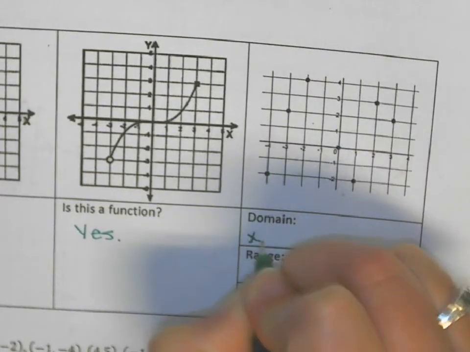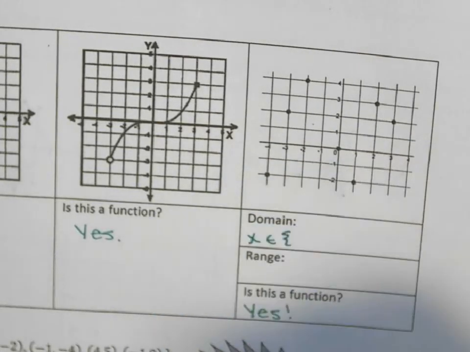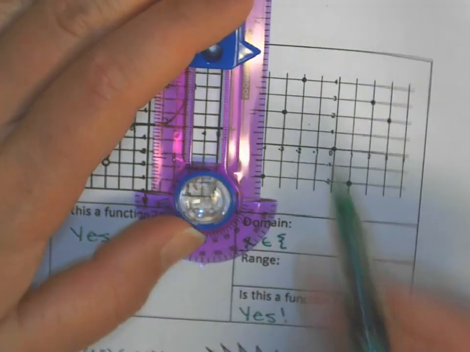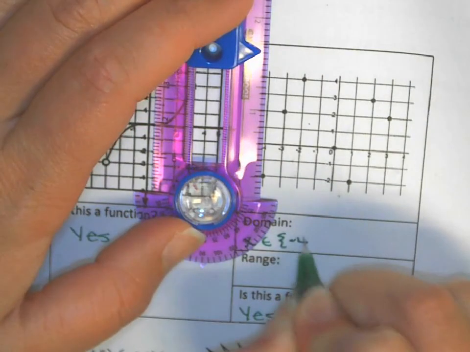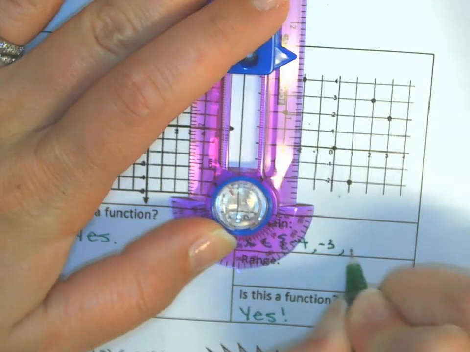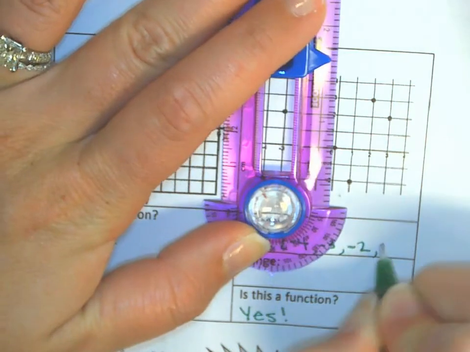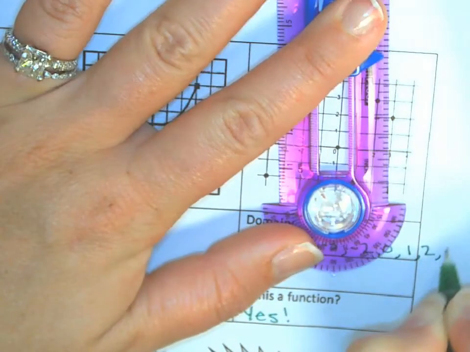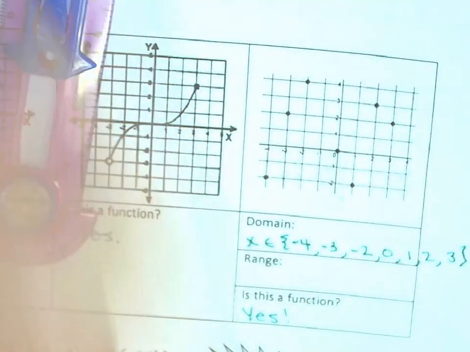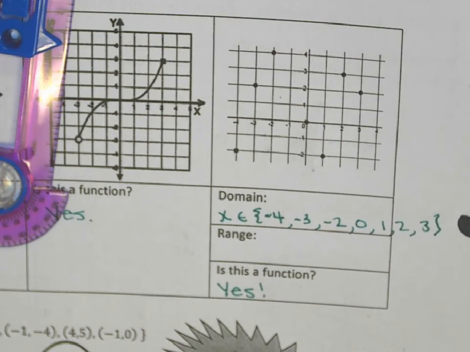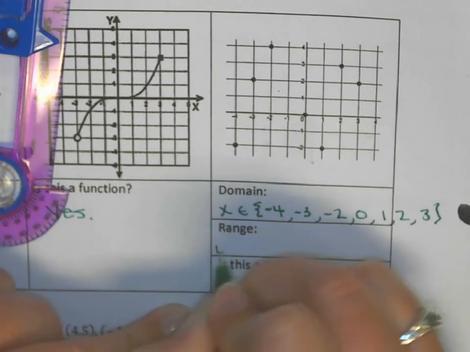Okay. And for your domain, let's figure out all your x values. So what I like to do is I kind of put a straight edge here and say, okay, my first one's -4. The next point's at -3. The next one's -2, 0, 1, 2, 3. So sometimes having that straight edge kind of helps guide you to what x values you have there with those points.